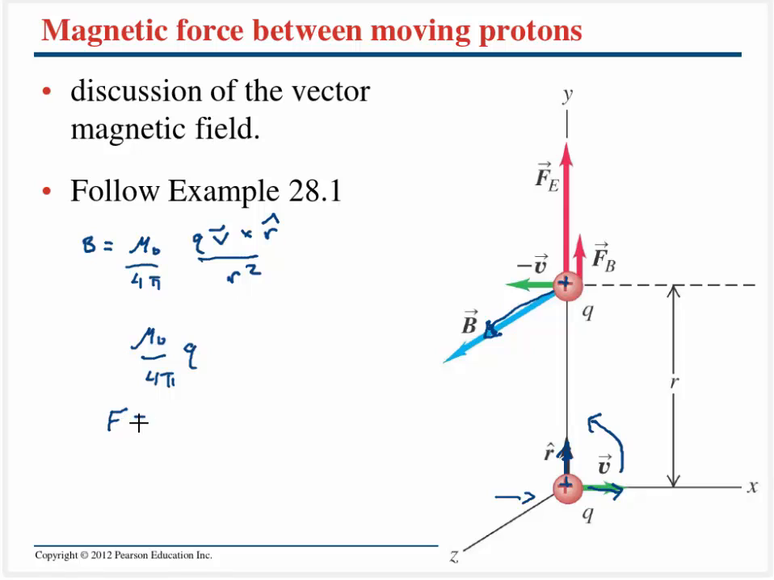Now we say that the force is going to be equal to the charge times the velocity crossed with the magnetic field, so that's going to be the force experienced by this uppermost charge.